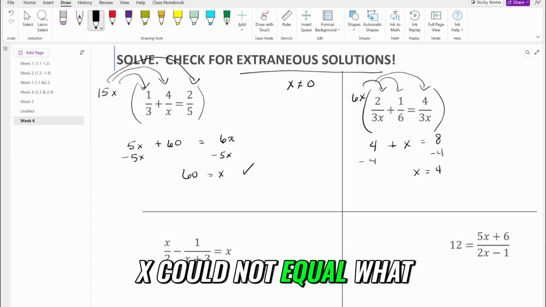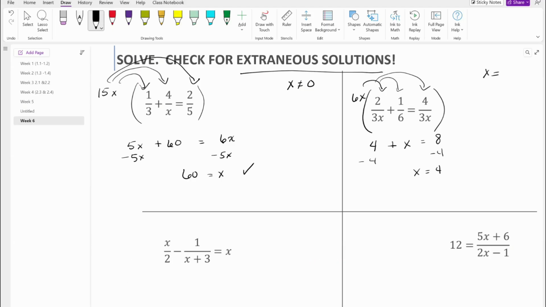Oh, x could not equal what? 0. Is 4 equal to 0? No, so that's a good answer.